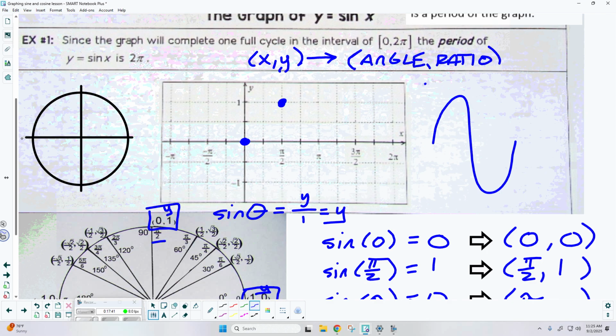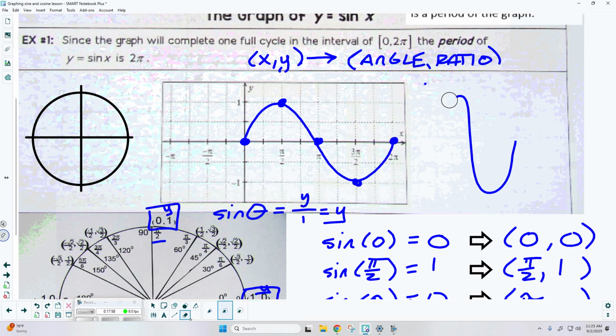Okay. Let's see. Then we have pi comma 0. Then we have 3 pi over 2, negative 1. And what was 2 pi again? 2 pi was 0. So now if I go ahead and connect these with a smooth curve, there is the graph that I was referring to. There we go. That's what one parent of sine looks like.